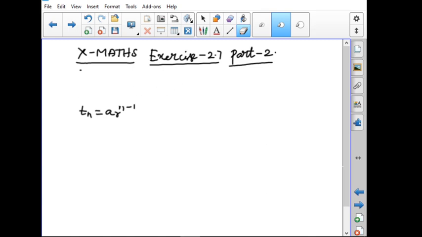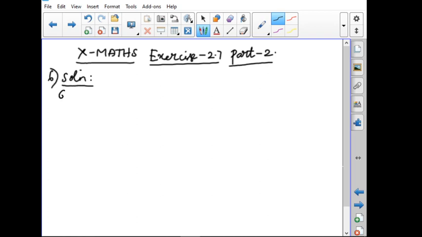So, the sixth problem: in a GP, the ninth term is 32,805, the sixth term is 1,215. Find the 12th term. In the sixth sum, what is given? The given is the ninth term of the GP.